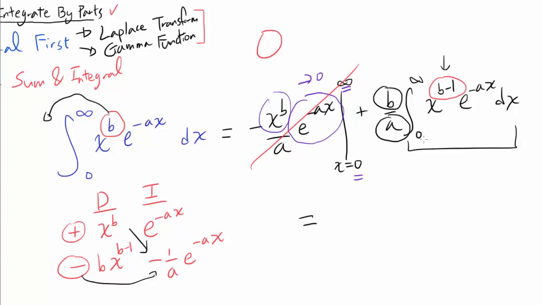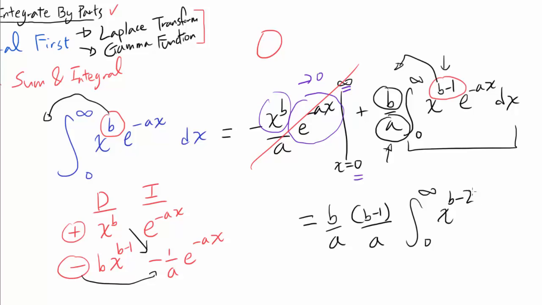So when we apply the same integration by parts, b over a is going to stay the same, and when we integrate this, same reasoning, b minus 1 comes out, we are going to be dividing by another factor of a, and we are going to have the integral from 0 to infinity of x to the b minus 2 times e to the negative ax dx, and we can apply it again to this one, and you get the point.